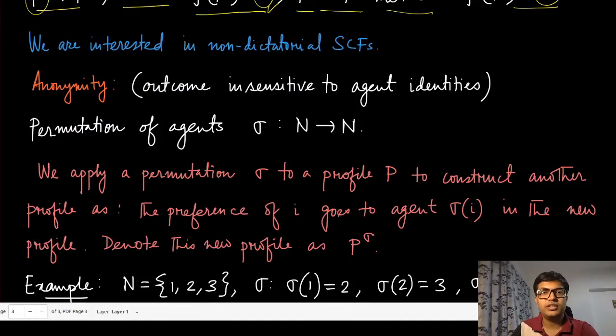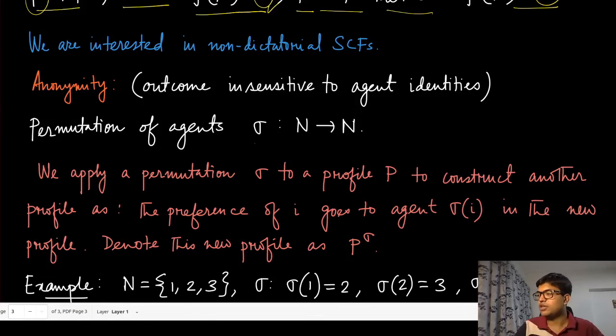For non-dictatorial social choice functions, we need to define one additional property called anonymity. So what is anonymity? Anonymity says that the outcome is insensitive to agent identities. I mean, the name itself is quite self-explanatory, that it is not looking at the agent identities, it is just looking at their preferences and making the decision based on that.